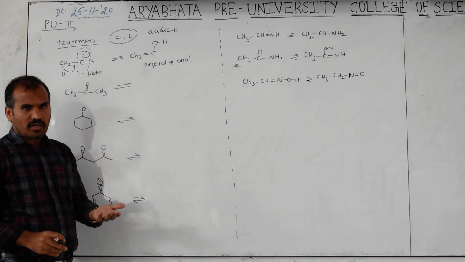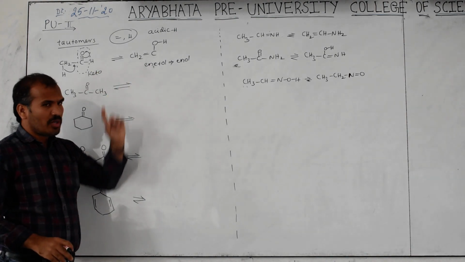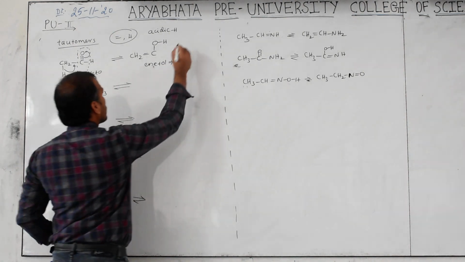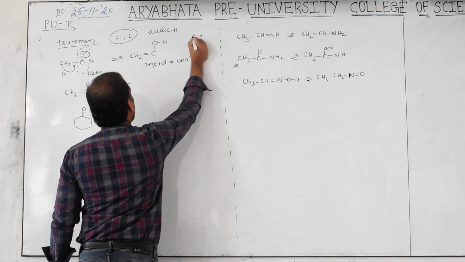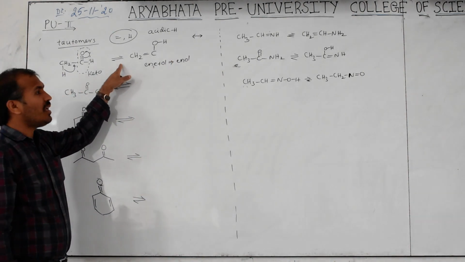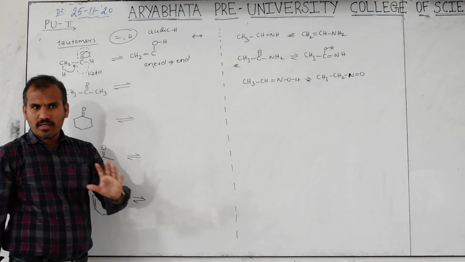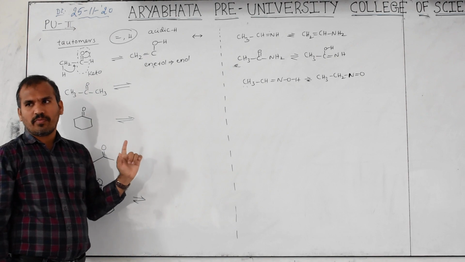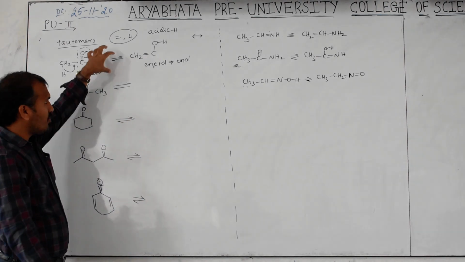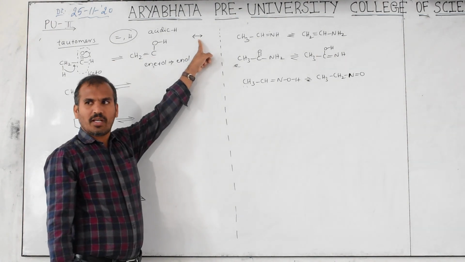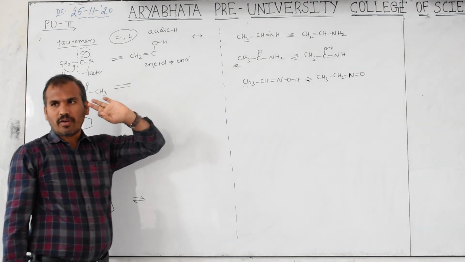Then which is major? Now these are interconvertible. Here an equilibrium symbol is given. This is called the resonance symbol. This is the equilibrium symbol. Don't confuse it with resonance. Resonance is separate, tautomer is separate. Tautomer means the equilibrium symbol will be there. Resonance means this symbol will be there. Is this clear? So we have to identify that.